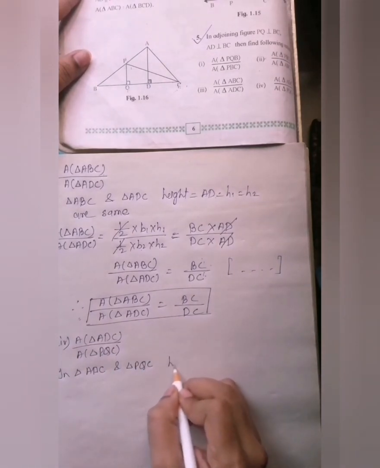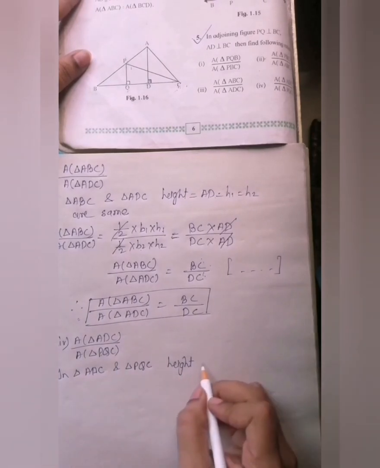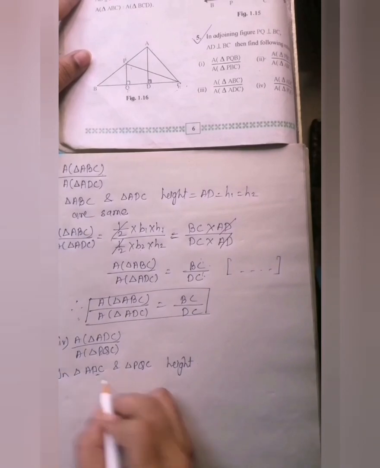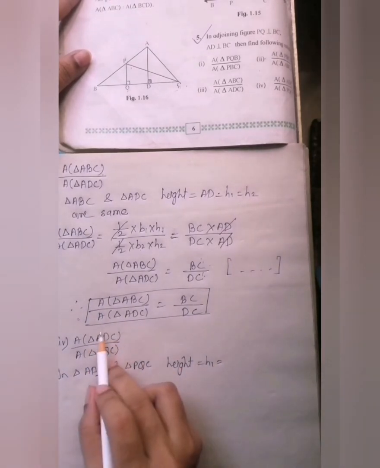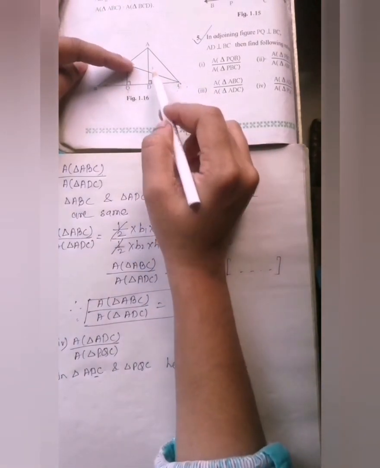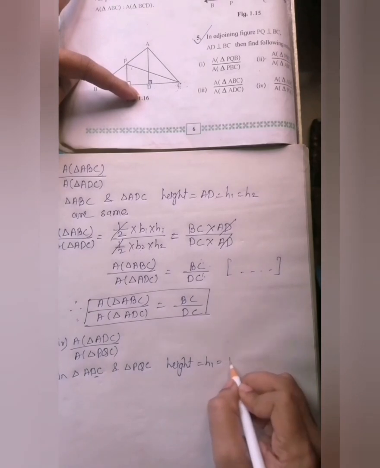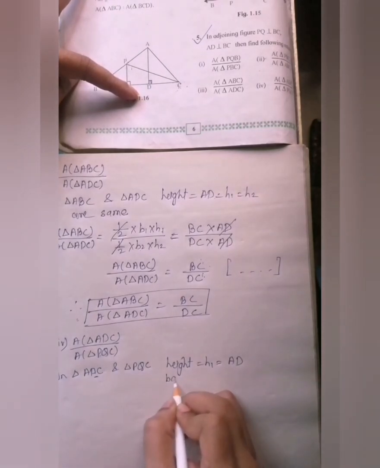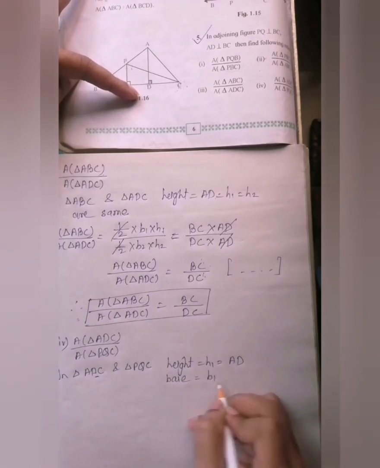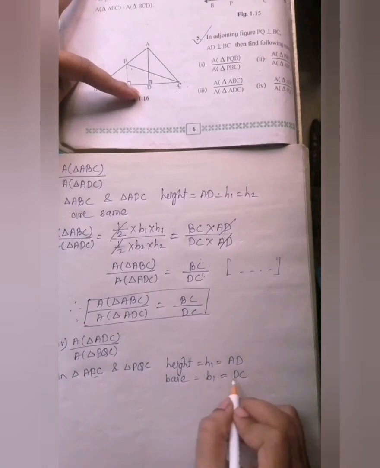Okay, so what is the height? In triangle ADC, this is the first one, H1. The height is AD, so write down here AD. This is H1. Base means B1, and B1 is DC, so write down here DC. This is for the first triangle.